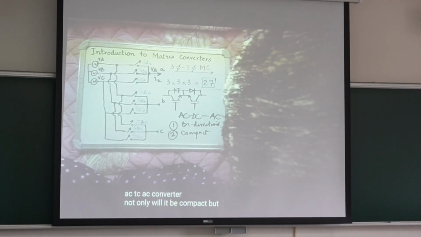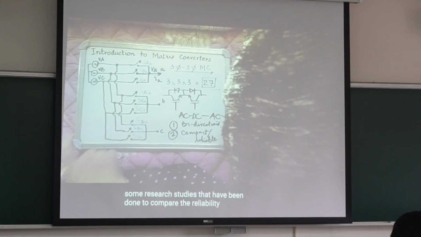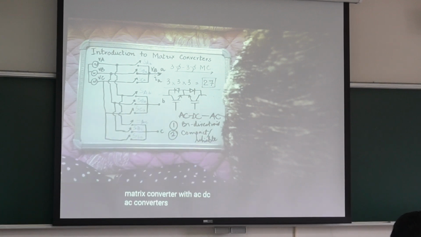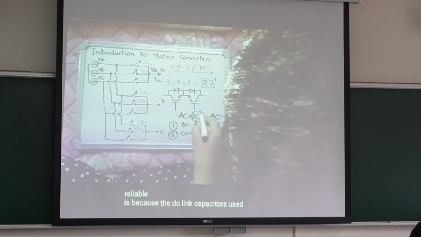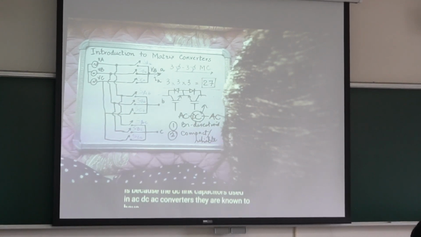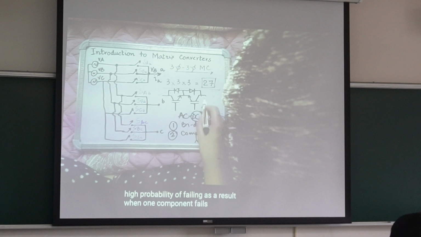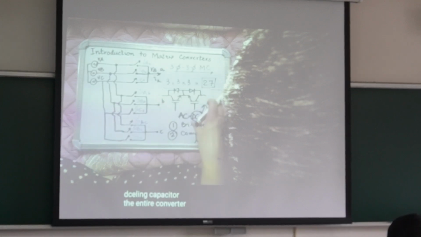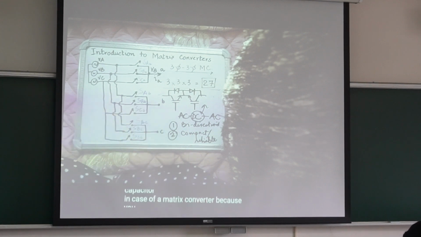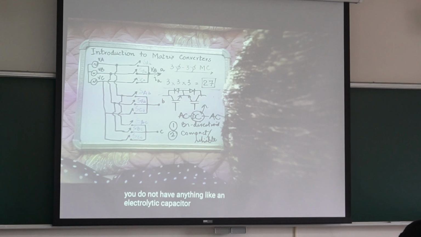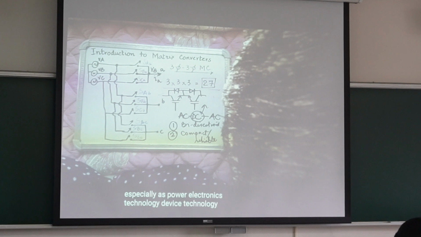Not only will it be compact, but it will also be more reliable. There have been studies done to compare the reliability of the matrix converter with AC-DC-AC converters. The reason it is more reliable is because the DC link capacitors used in AC-DC-AC converters are known to have high failure rates, or a high probability of failing. You may have to replace them every 5 years. As a result, when the DC link capacitor fails, the converter has to be shut down to remove and replace the capacitor. So you can save money with a matrix converter because you do not have anything like an electrolytic capacitor. Therefore, its reliability is higher, especially as device technology is improving.